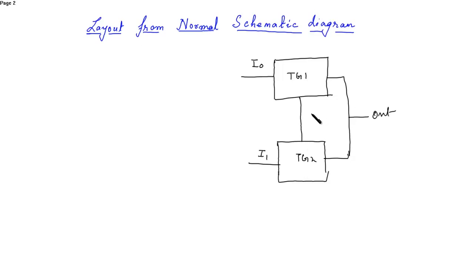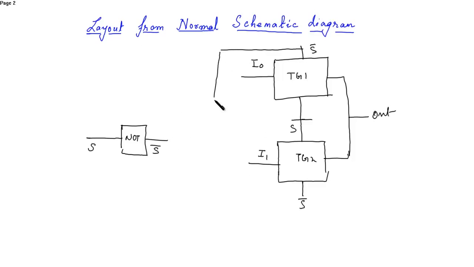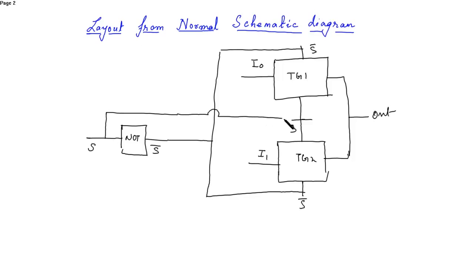There is a select line, here it's S and here it's S bar, and then we have an inverter where the input is S and the obtained output is S bar, where S is connected over here and S bar is connected to this and S is connected to this.